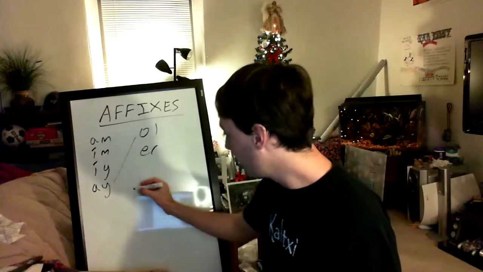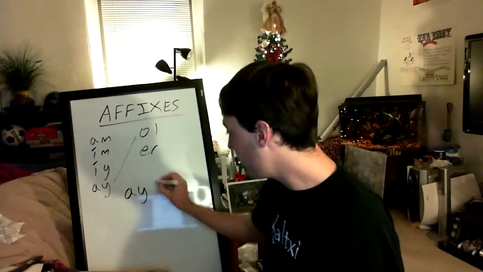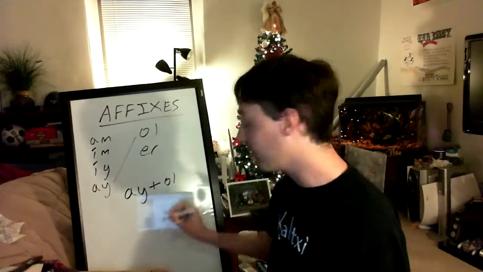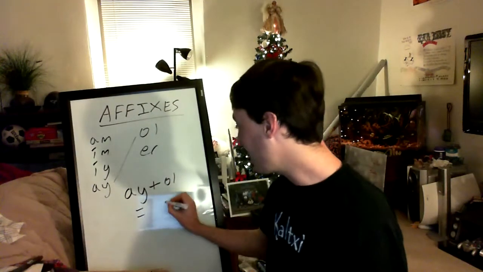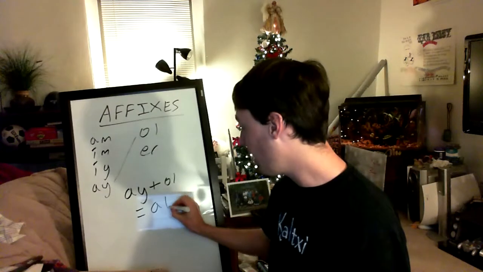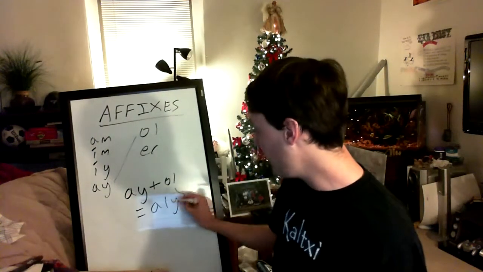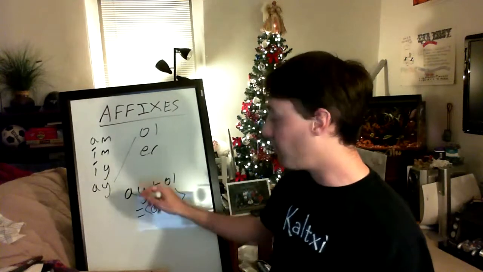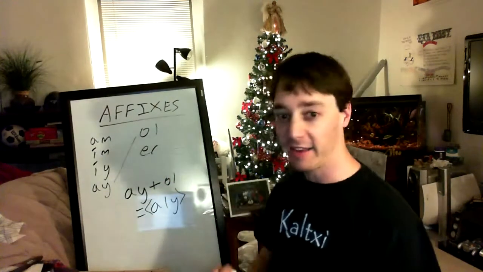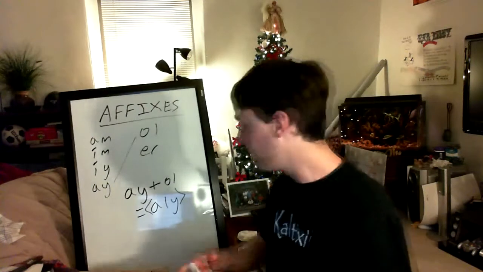Now we can combine, so let's combine future with the perfect. This is ay plus ol. We're doing a little math here. And that equals aly. So this is the infix that designates both future tense and the perfective aspect.